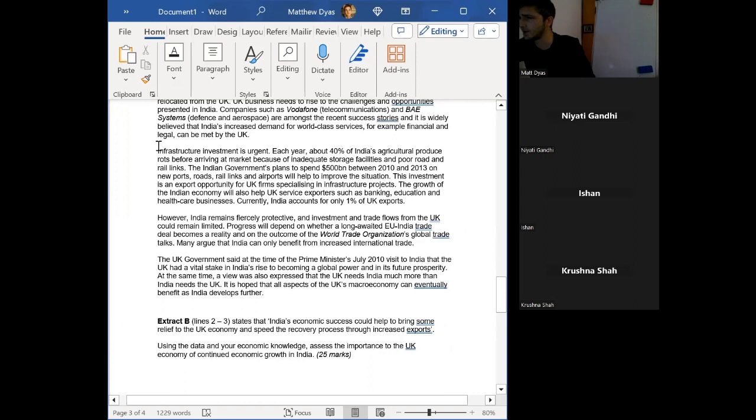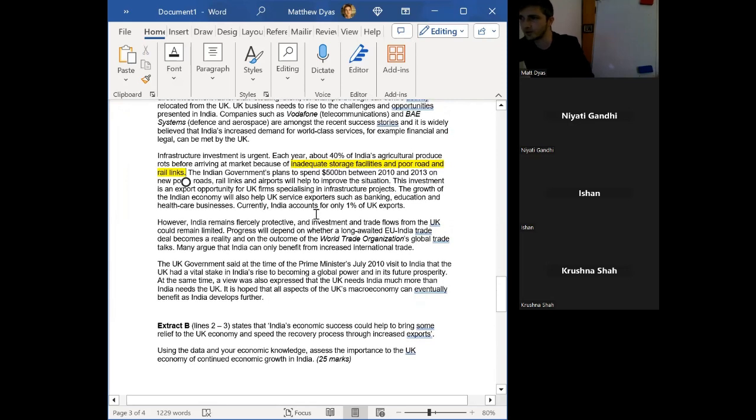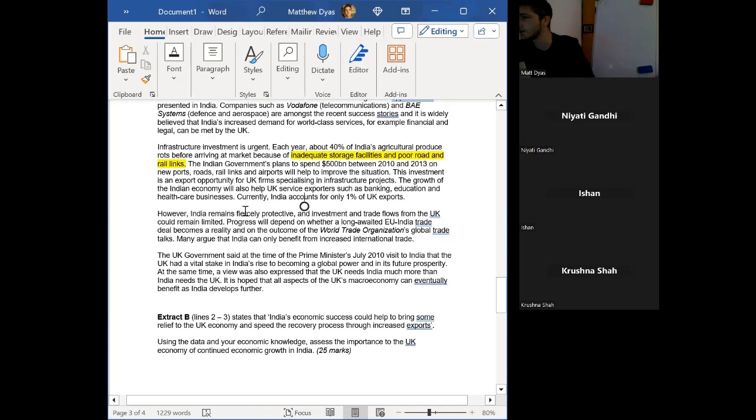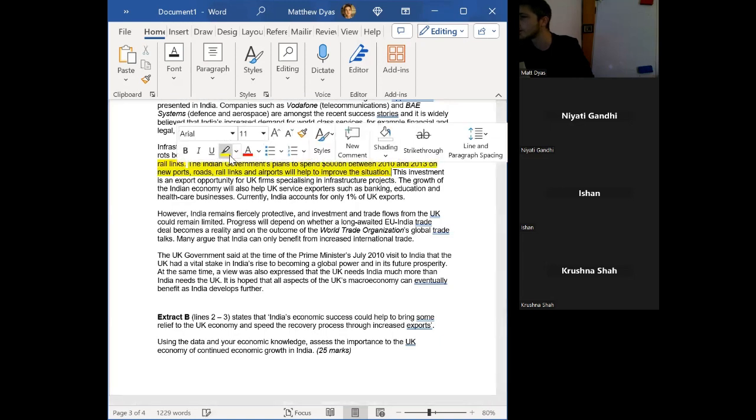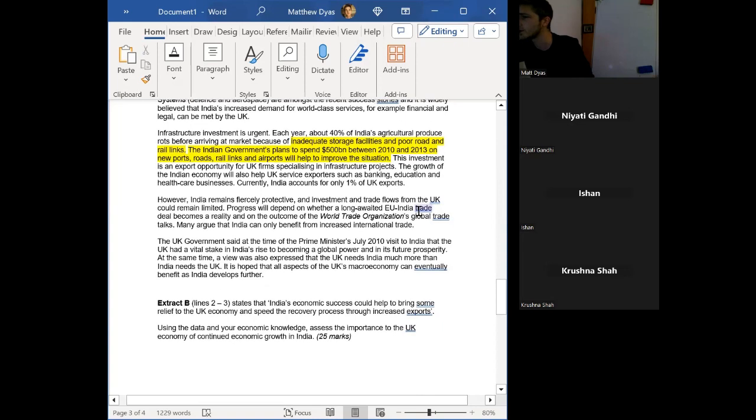Infrastructure investment is urgent. Maybe that could be used as an evaluation. We're told there's inadequate storage facilities, poor road and rail links in India. So maybe British companies won't want to invest as much as we think, or they won't want to invest until these problems are sorted, which dilutes the strength of the investment point, which is good because that's what an evaluation can do, discuss a weakness in the previous point. The Indian government plans to spend 500 billion to help improve this. So again, we could maybe talk about how successful these new infrastructure projects are.